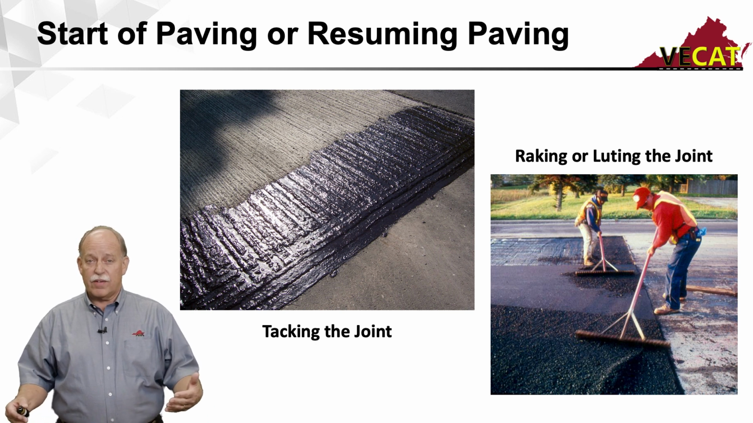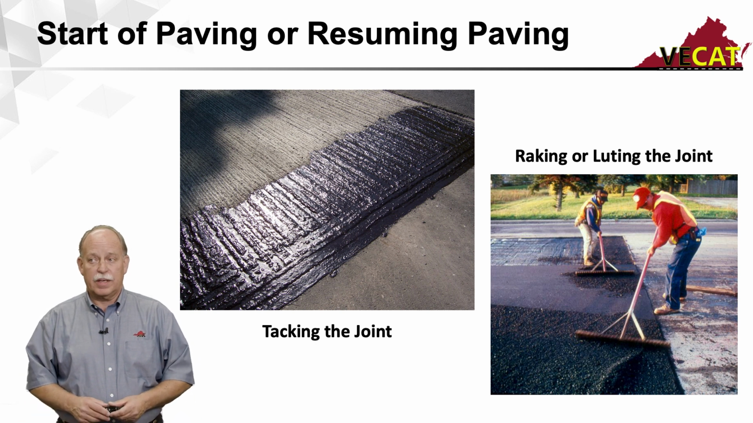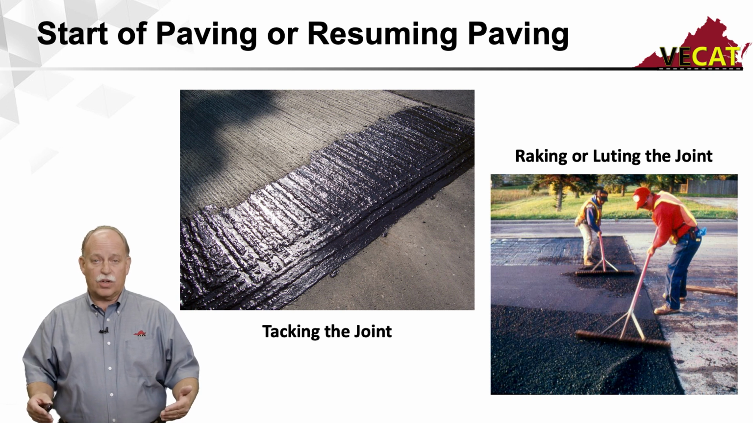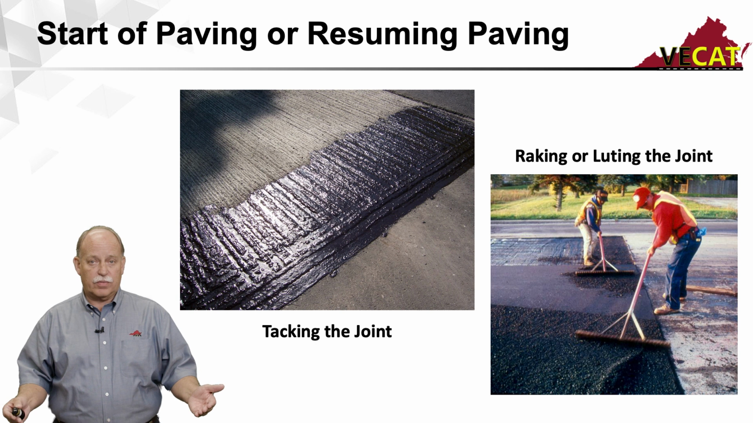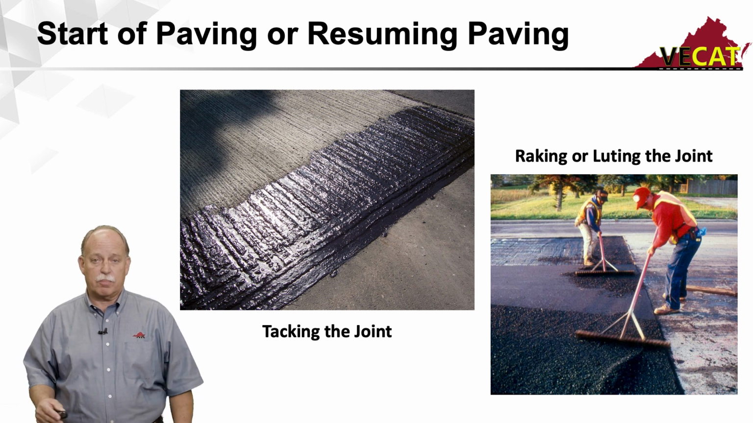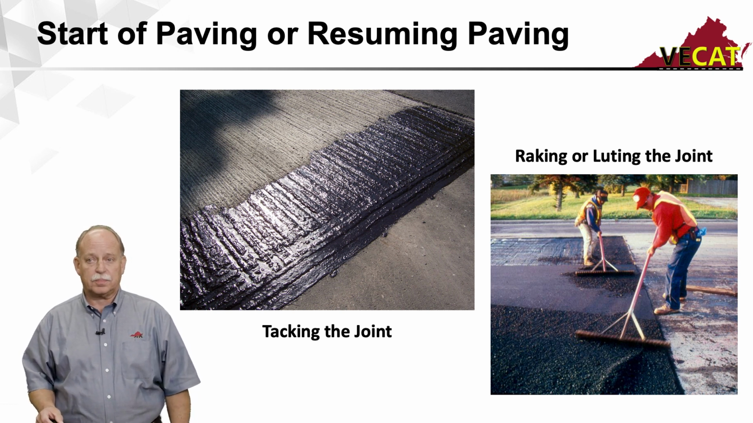It's an area where you may have a little bit of low density, so you need to be sure that you get that tacked properly. Again, just like I said a minute ago, you're going to have to hand rake that a little bit to make sure you get that tie-in done correctly. You have to meet that straightness specification. So make sure you do that carefully and don't get carried away with the raking or luting at the joint, but make sure you get it done such that it meets that straightness specification.